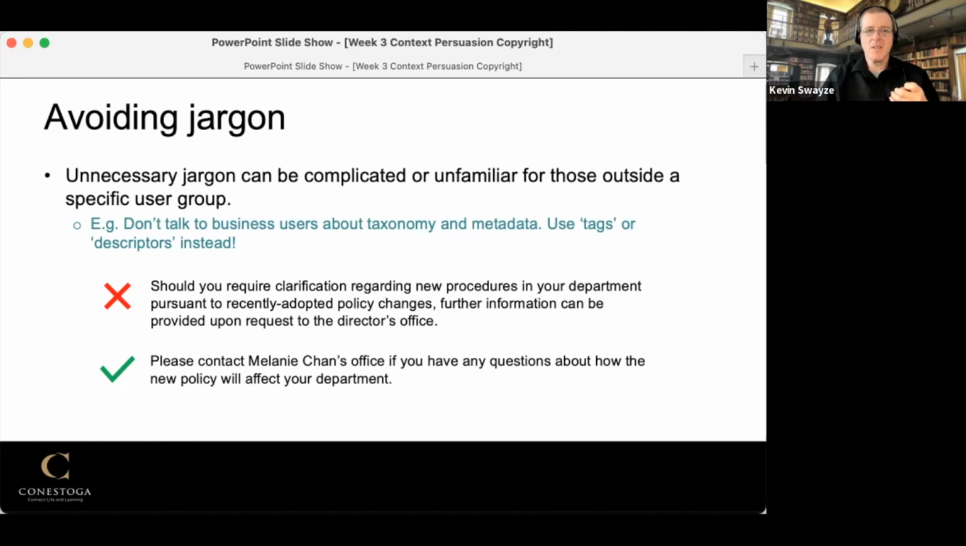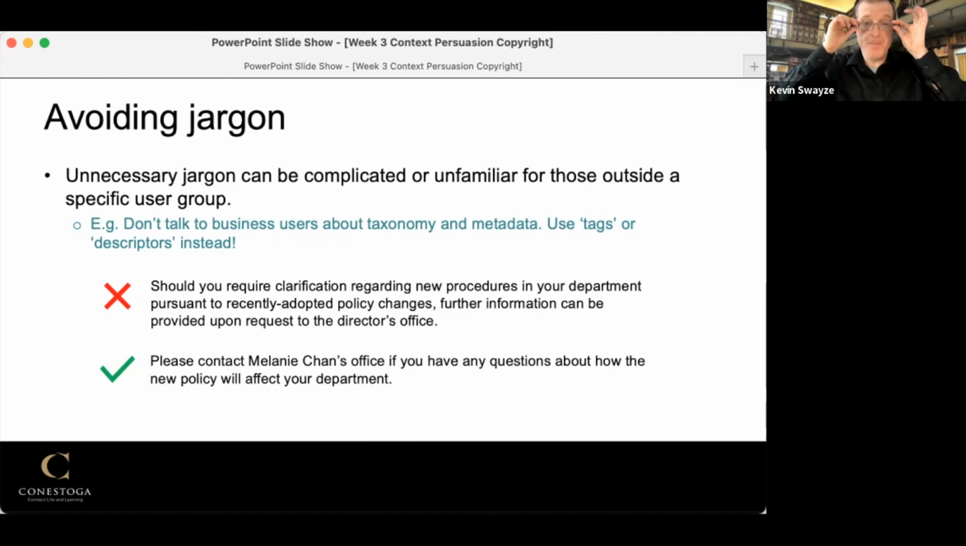Here we go. Example, I like my example here. Don't talk to business users about taxonomy and metadata. Use tags or descriptors instead. Those are description words that it's like, oh, I understand that, or they may understand a bit more about it. Yeah, I like this example of jargon.